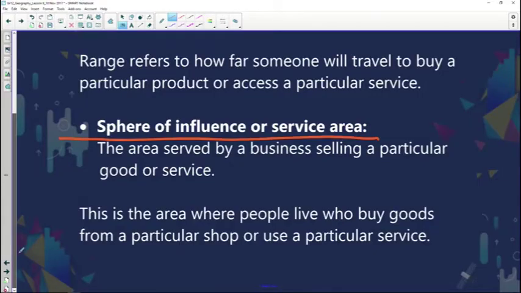As you can see from the definition, this is the area where people live and where they buy their goods from a particular shop. Now, if you think of your local cafe, what's the sphere of influence? It's probably going to be small, just a couple of streets around it where people are willing to go and buy their bread and milk. But let's say, for instance, you want an HD 50-inch TV and you go to a Game store. What's going to happen? The sphere of influence is also going to increase because people are willing to travel further for that product.